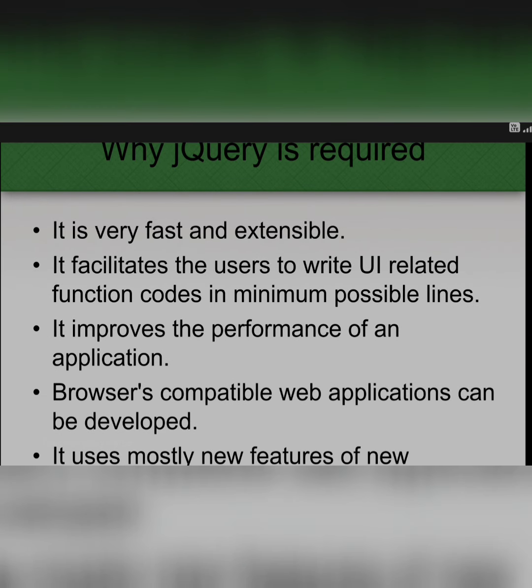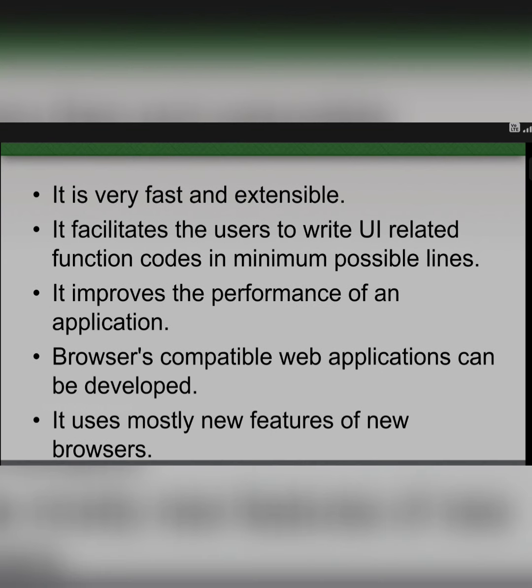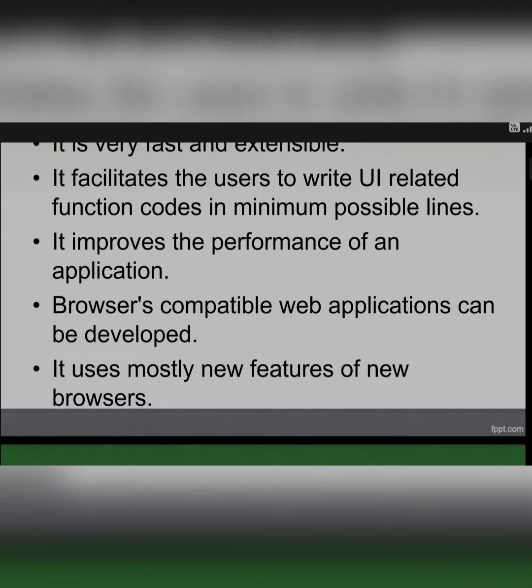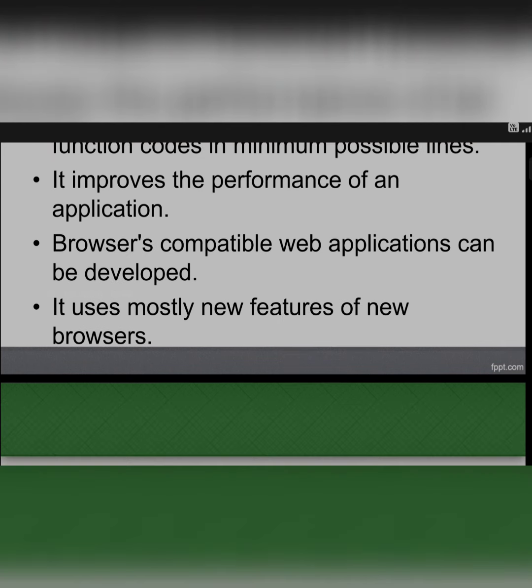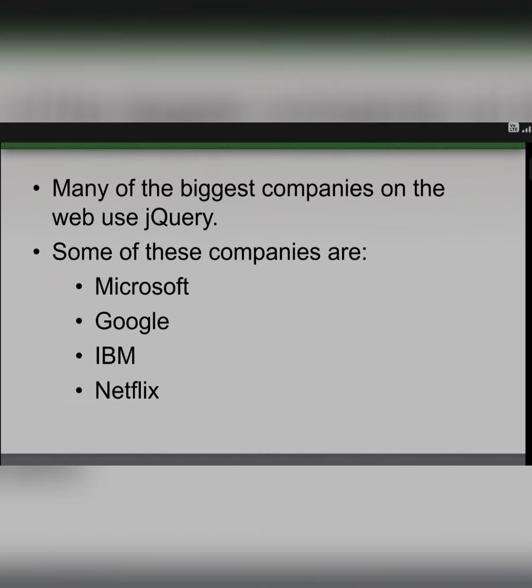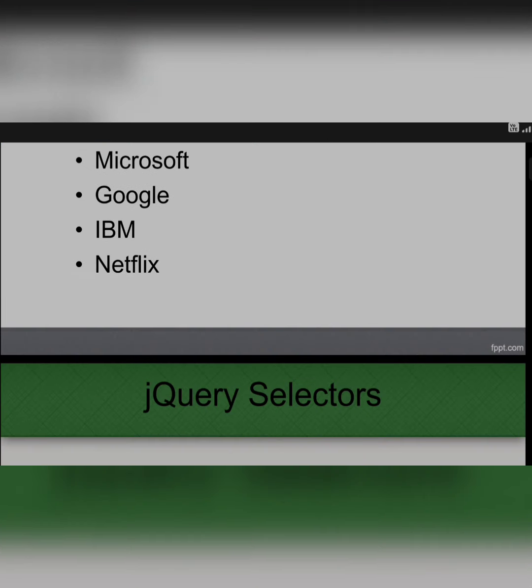Why is jQuery required? It is very fast and extensible. It facilitates the user to write UI related function codes in the minimum possible lines. It improves the performance of an application. Browser compatible web applications can be developed. It uses mostly the new features of new browsers. Many of the biggest companies on the web use jQuery, such as Microsoft, Google, IBM and Netflix.